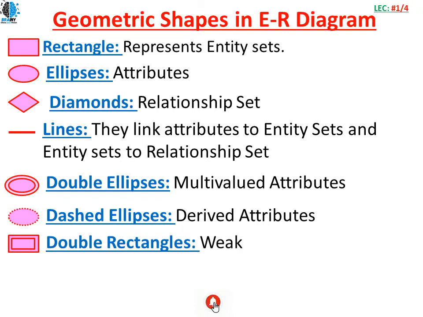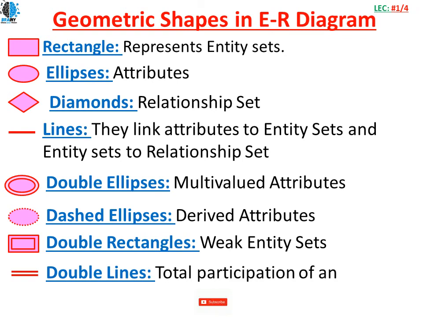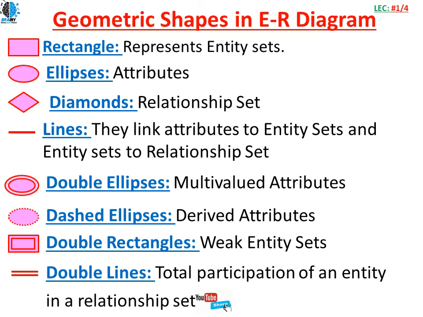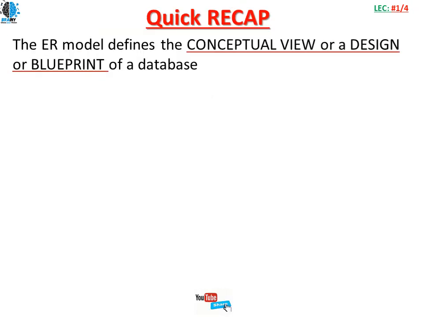Next we have double rectangles. Whenever we see a double rectangle in our ER diagram, it's a weak entity. A double rectangle represents a weak entity set. Next we have double lines. They represent total participation of an entity in a relationship set. The participation of entities in a relationship is shown with the help of double lines.